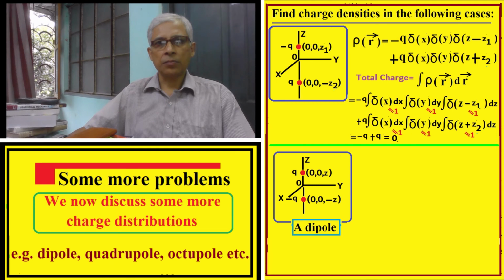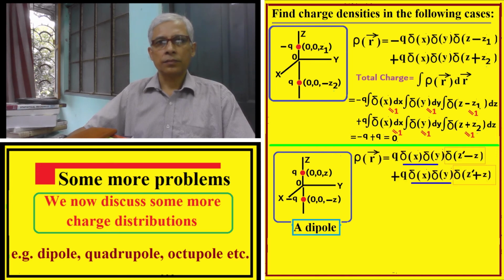The charges are placed along the z-axis as in the previous problem. It is given that charge q sits at z and minus q sits at minus z. Now we have to be a bit careful in writing the charge density. The x and y parts are the same as in the previous problem, and this is underlined in blue. Only the z part will vary.